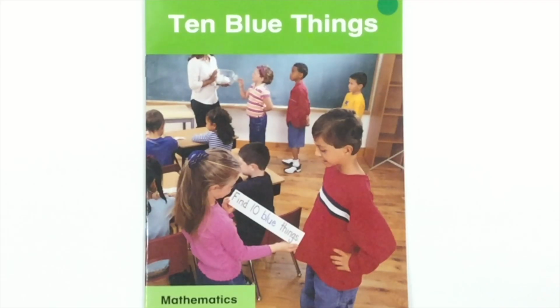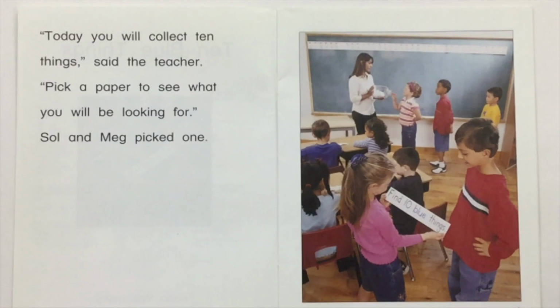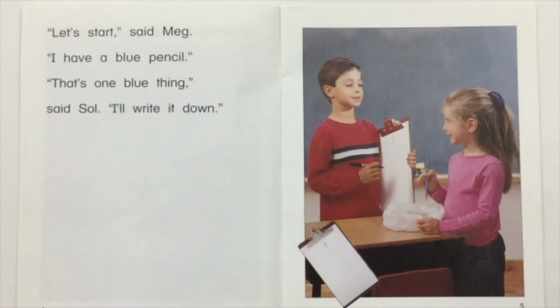10 Blue Things. Mathematics. Addition. Today you will collect 10 things, said the teacher. Pick a paper to see what you will be looking for. Saul and Meg picked one. Find 10 blue things. Let's start, said Meg. I have a blue pencil. That's one blue thing, said Saul. I'll write it down.